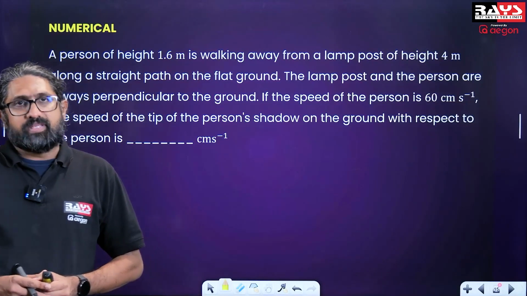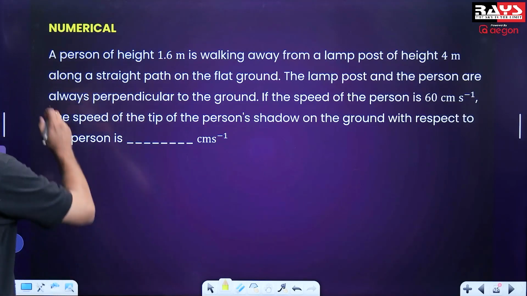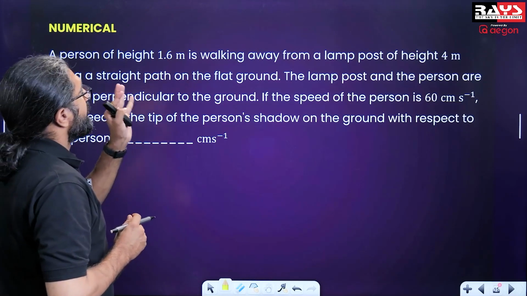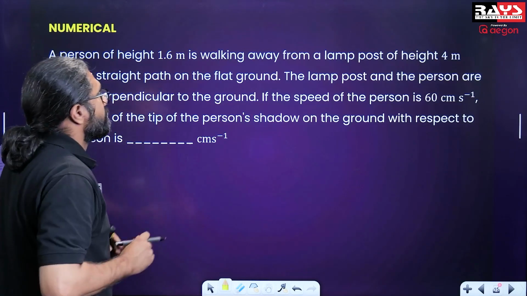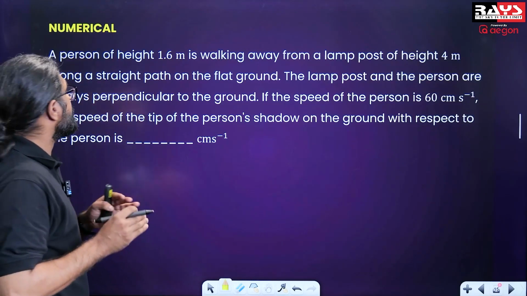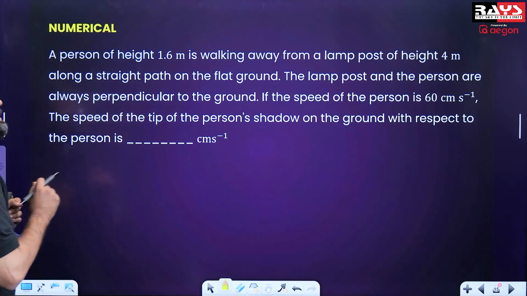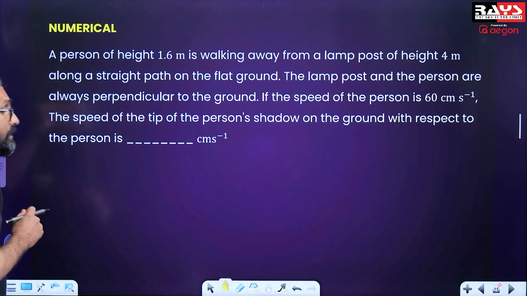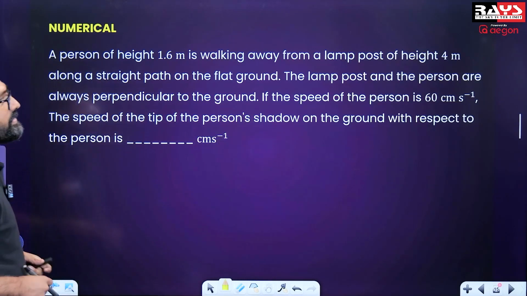Hello, we have a numerical question here from JEE Advanced 2023 paper 1. The question says a person of height 1.6 meters is walking away from a lamppost of height 4 meters along a straight path on flat ground. The lamppost and the person are always perpendicular to the ground. If the speed of the person is 60 centimeters per second, the speed of the tip of the person's shadow on the ground with respect to the person is.